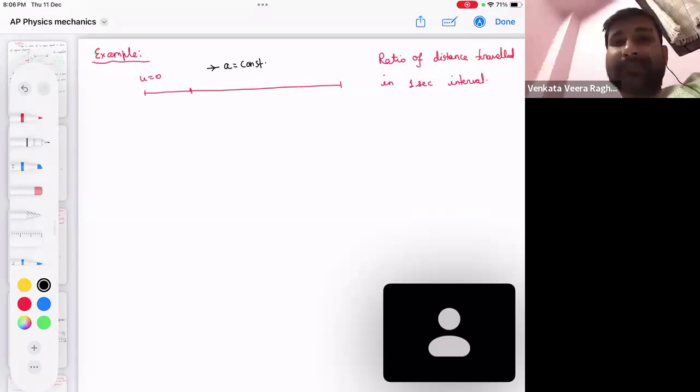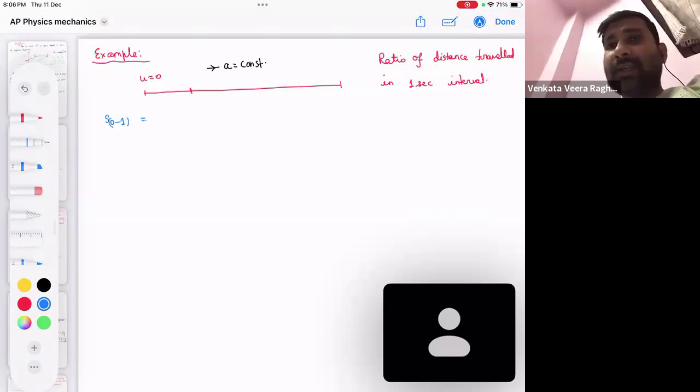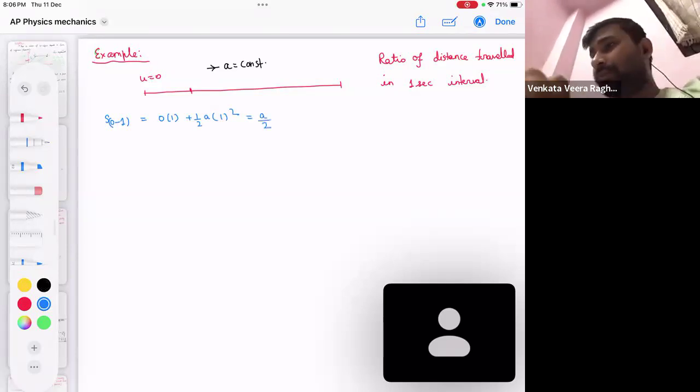Please tell me how. See, let me calculate the distance traveled from 0 to 1 second. How much will it be? Can I write it as ut plus half a t squared? Is that clear? How much did we get? a by 2.